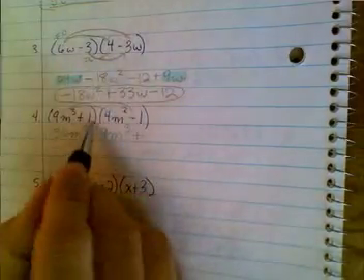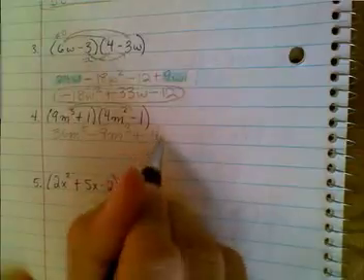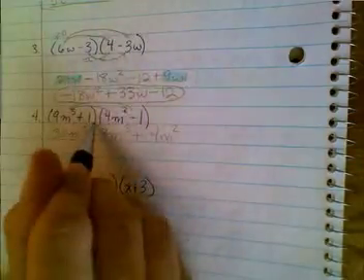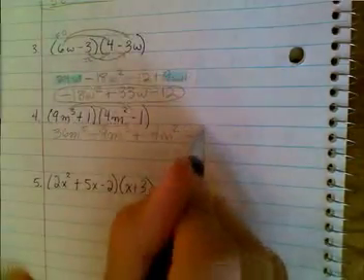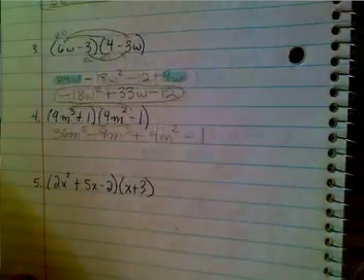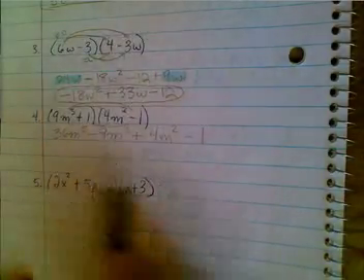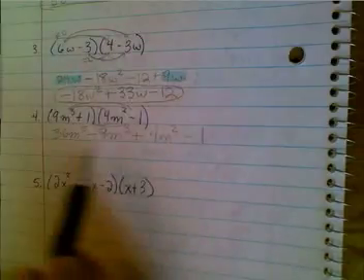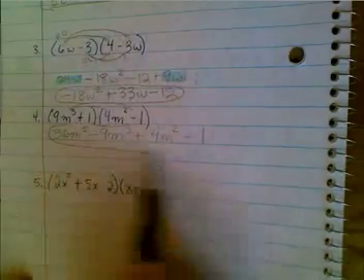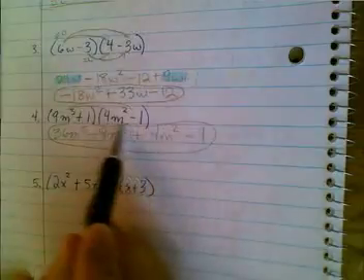Plus 4m squared minus 1. And actually, since there are no other like terms, this is our final answer. So that was actually a one-step problem.